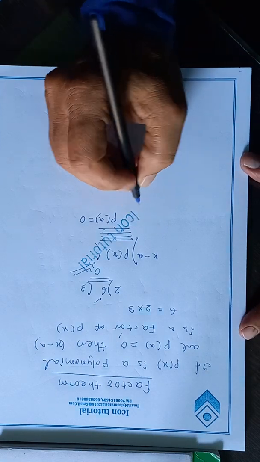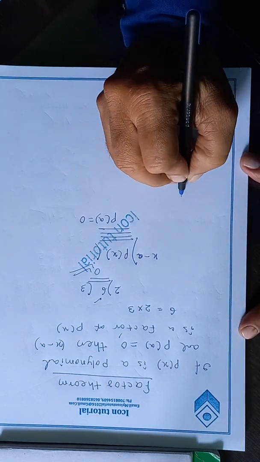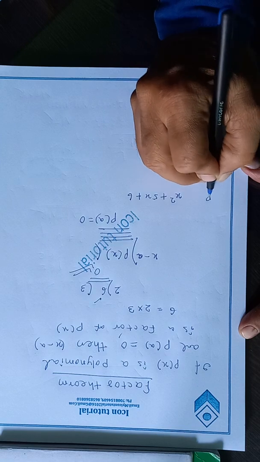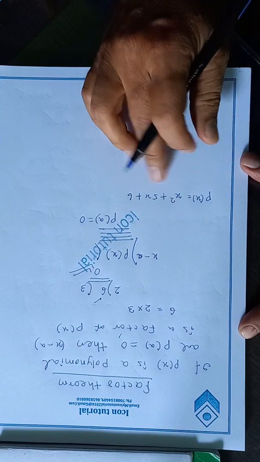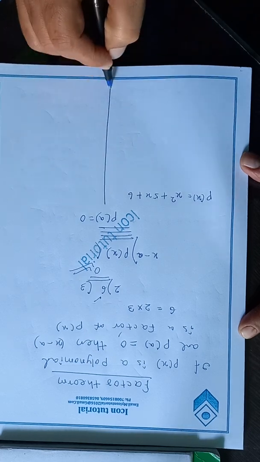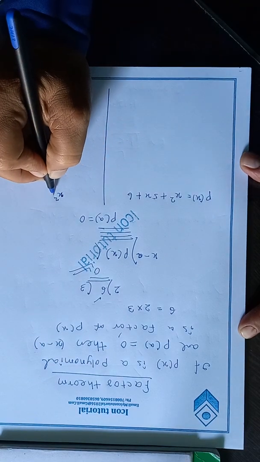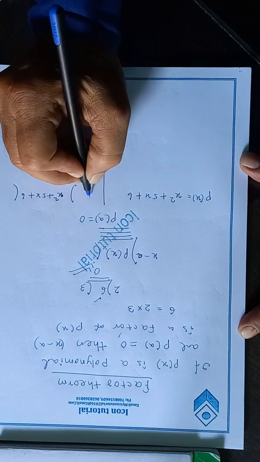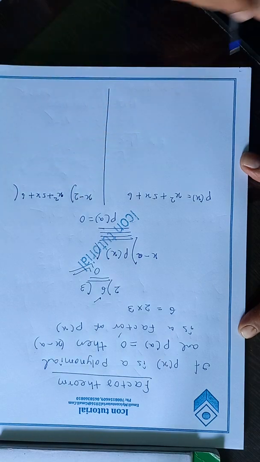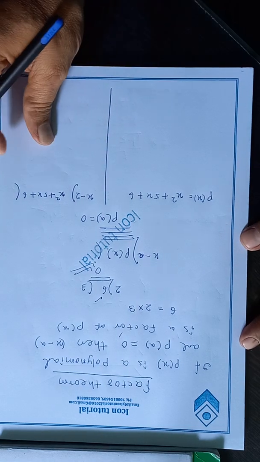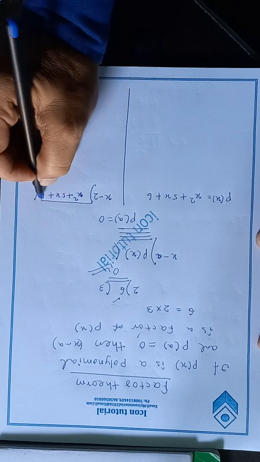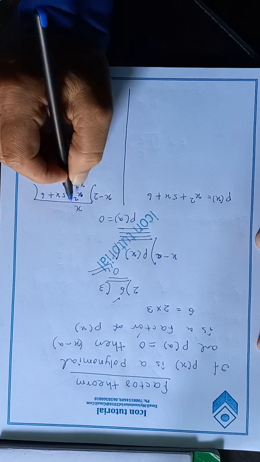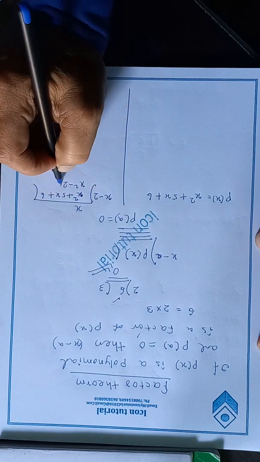So one example I am discussing here: suppose x square plus 5x plus 6. This is a polynomial of x. For this I am just dividing in a rough way. If x square plus 5x plus 6 is divided by x minus 2, what is the quotient? x into x is x square, and x into minus 2 is minus 2x.